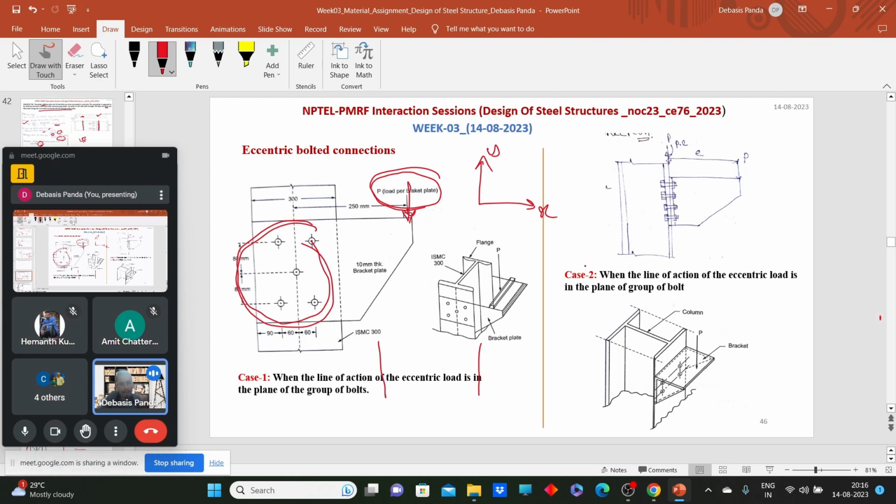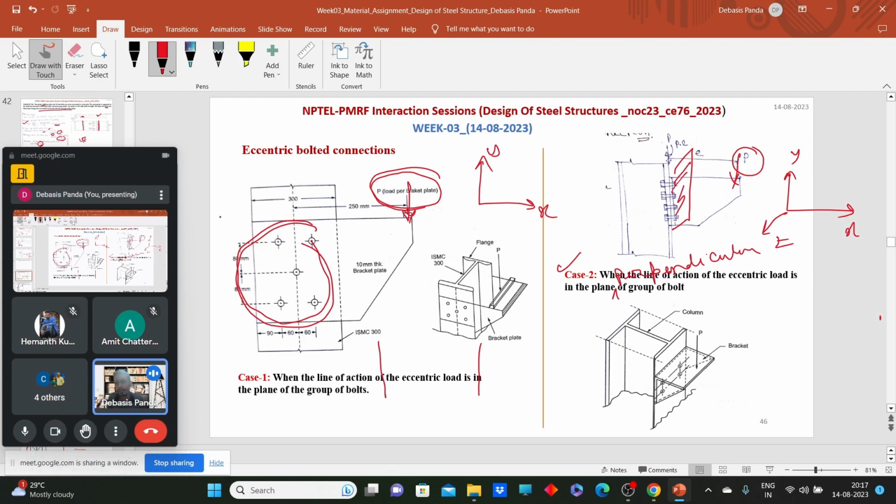Another one, case two: the line of action of eccentric load is in the plane perpendicular to the group of bolts. Here, if we draw the plane xy, the line of action of eccentric loading will be along this plane. If I draw z also here, the yz plane will be the group of bolt plane, and the line of action of applied load will be the xy plane. So this is case two. We will go one by one.